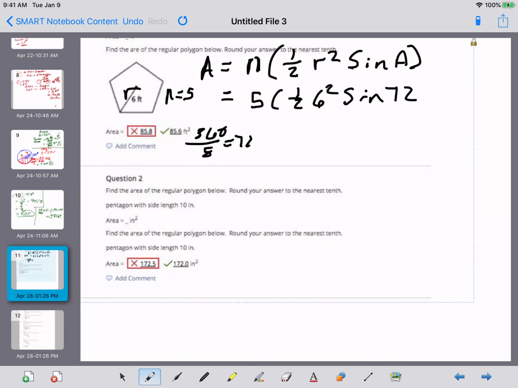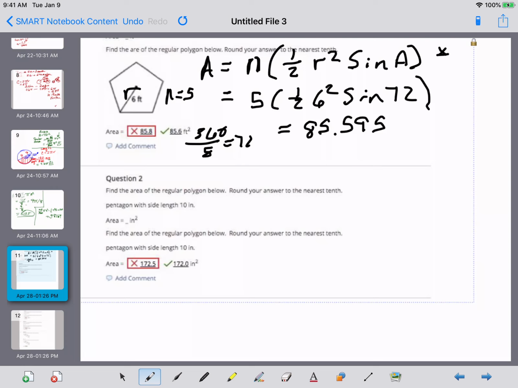The only drag about doing it this way is you can't see my calculator, but we're going to move on and show you anyways. I'm going to do the calculator and try to walk it through. I got 5 times 0.5 times 36 times sine of 72. I've got to make sure my calculator is in degree, and it is. And I hit enter, and I get in my calculator screen 85.595.